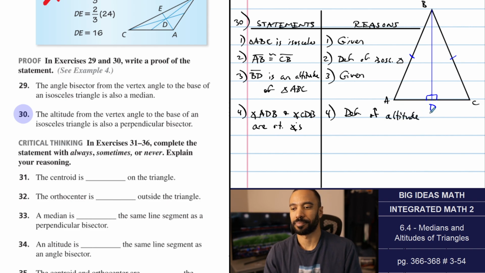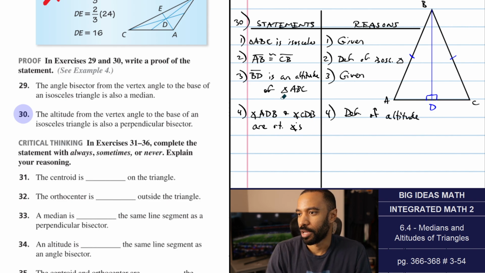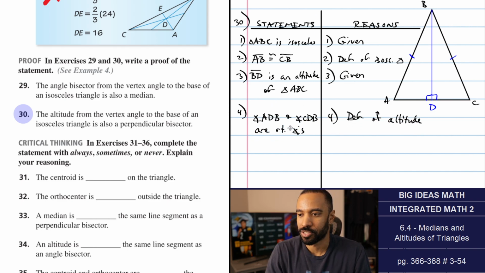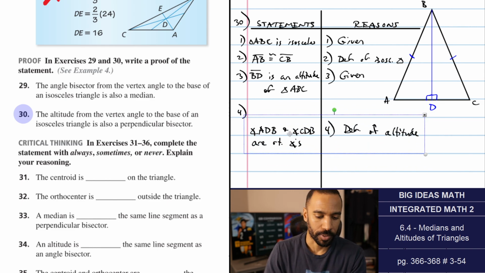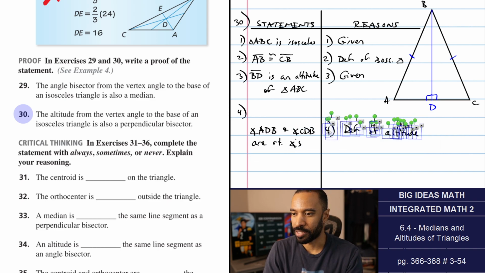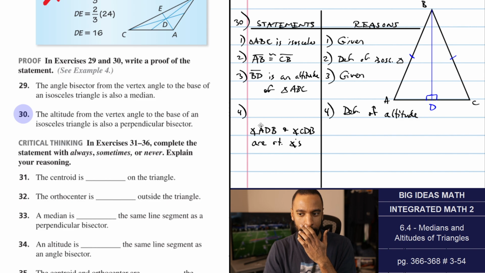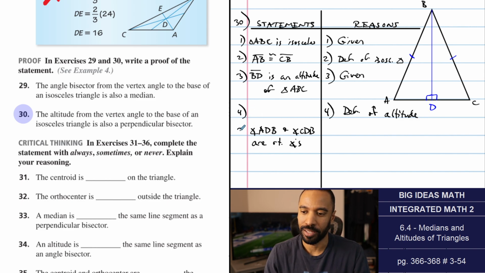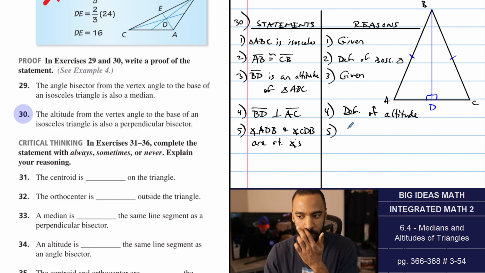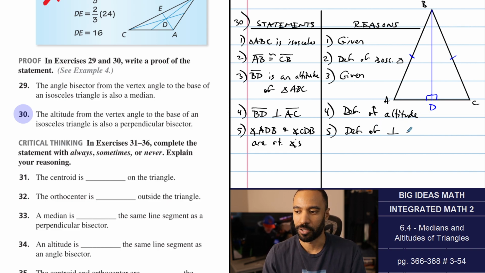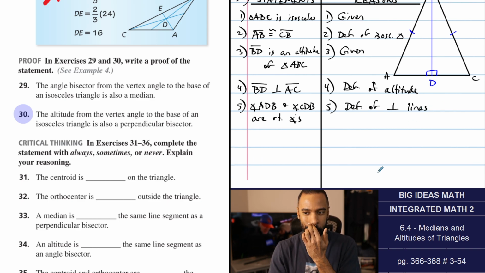Oh, you know what? I might want to put the perpendicular part. Reason being is because we have to prove it's a perpendicular bisector. So we might want to state perpendicularity to begin with. So segment BD is perpendicular to segment AC by definition of altitude, and now they are right angles by definition of perpendicularity. Definition of perpendicular lines. There's going to be a lot of definitions here.